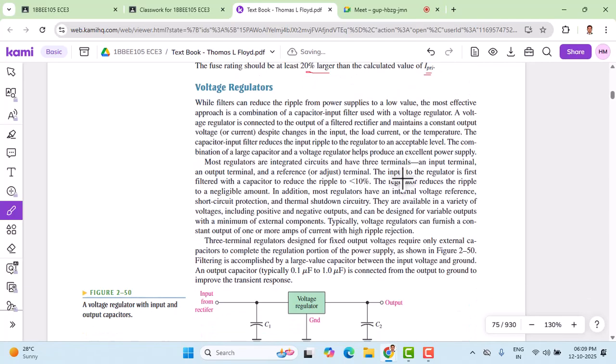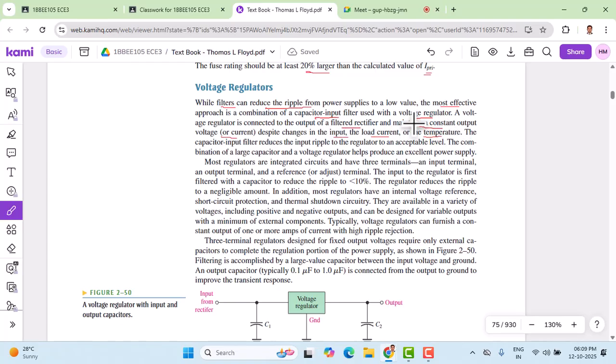Now the last part is the voltage regulator. Voltage regulators are a very important element in smoothing the output voltage. Filters can reduce a certain amount of ripple from the rectified signal, but the most effective is the combination of a capacitor input filter with a voltage regulator. A voltage regulator is connected to the output of the filtered rectifier, and it maintains a constant output voltage or current even though there is a variation in the input and the load current. Even temperature variations sometimes cause variation in the current levels here, so the regulator can maintain constant levels.